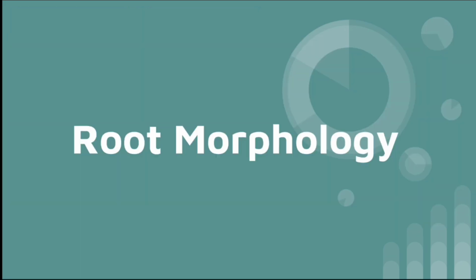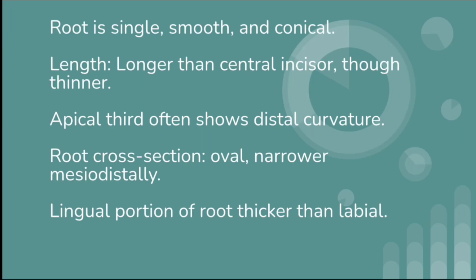Incisal aspect. So what will be the root morphology here? Here the root will be single and conical. The length will be a little bit longer than the central incisors, and thinner. The apical third will often show a slight distal curvature.